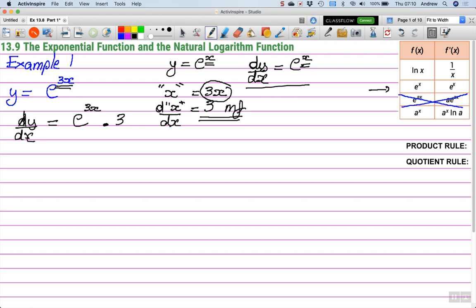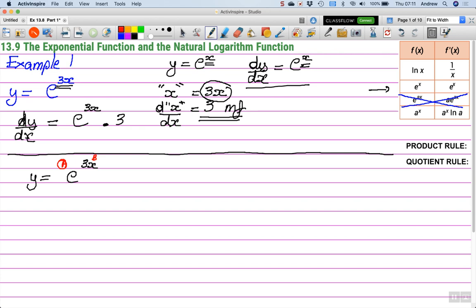So let's look at method number 2. And method number 2 is using the chain rule. So y is equal to e to the 3x. And the primary function is the e function. And the secondary function is the 3x.